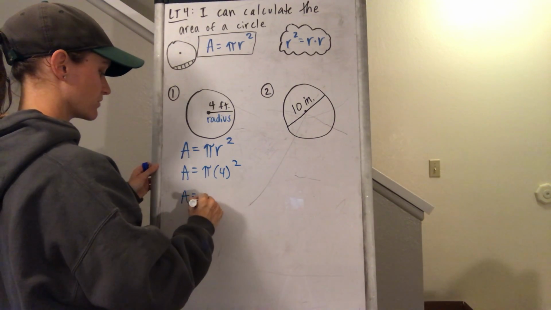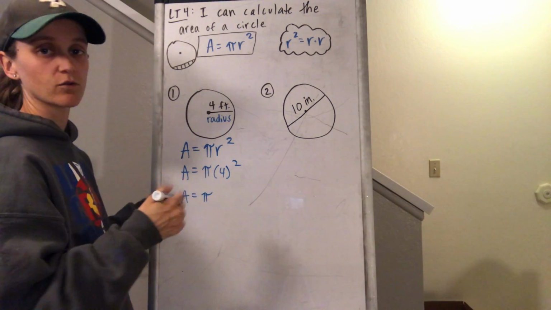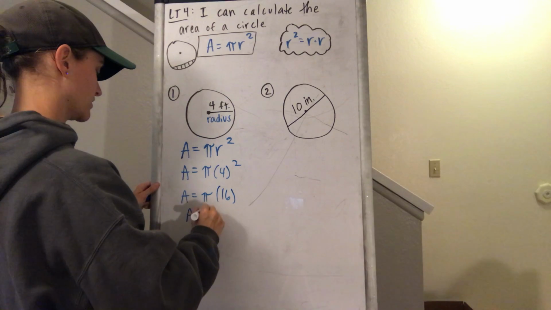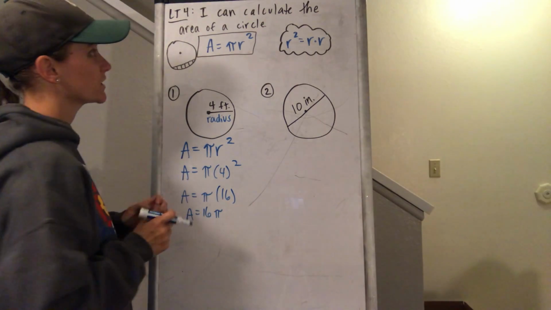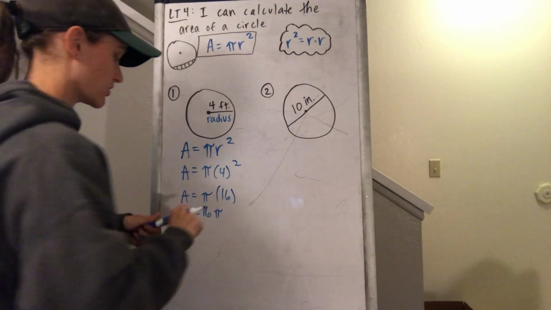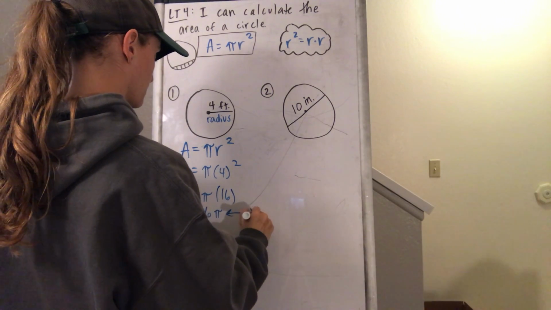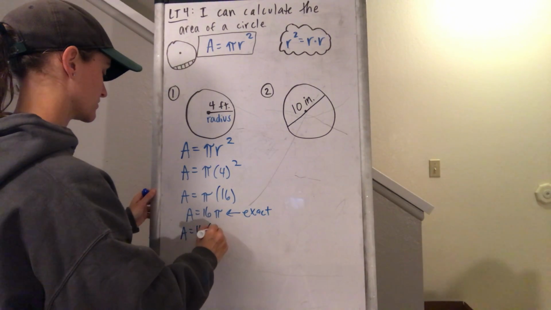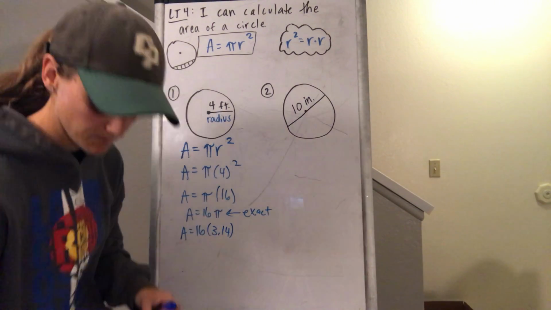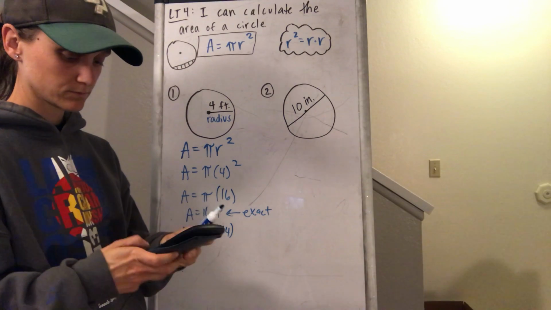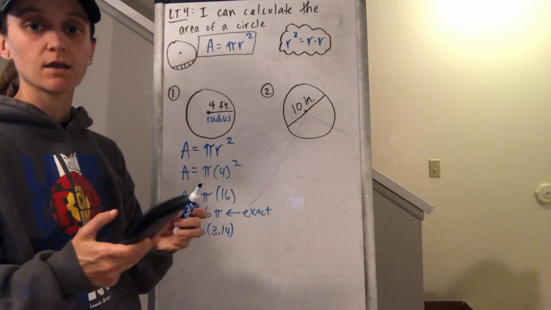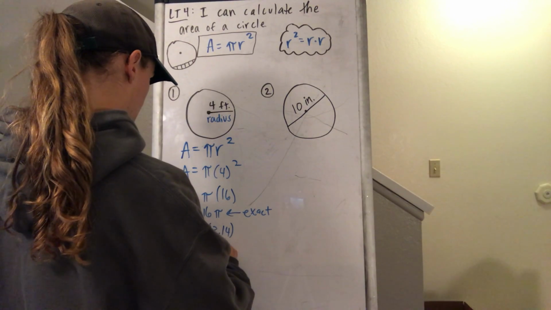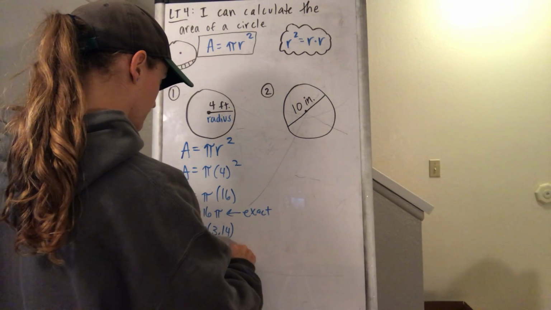And like I was saying before, if you have 4 squared, that's just 4 times 4, which is 16. And I'm going to write this with the 16 in front. And if you watch the circumference video, you know that this is called the exact answer. And then if we're going to find the approximate, let me do 16 times 3.14. And that's going to give me an answer of 50.24. And that's going to be feet squared.